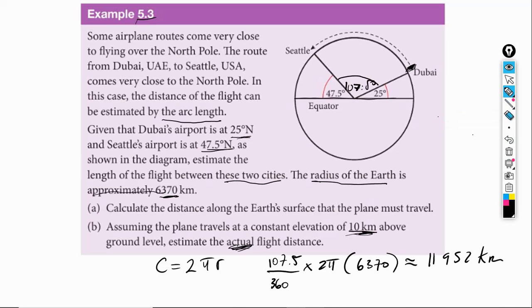So let's just substitute here in the formula. Instead of 6370, I'm going to write 6380 and calculate the result. So once we plug that in the calculator, we're going to get a number that is slightly higher, which is 11,970 kilometers.